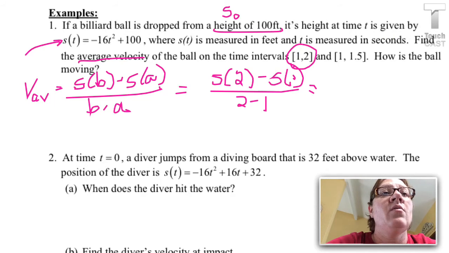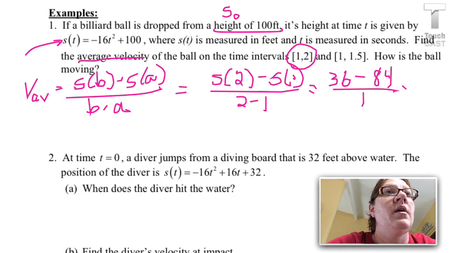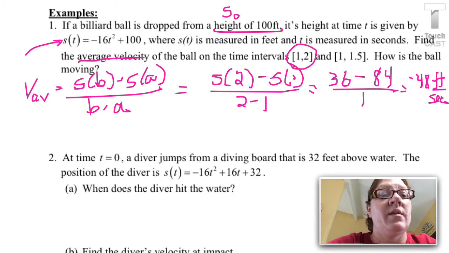So if I plug in 2, S of 2 will give me negative 64 plus 100, so that's 36, minus S of 1 is going to give me 84 over 1, and so I get negative 48, and this would be feet per second for velocity. And then it wants to know what the average velocity is for this time.